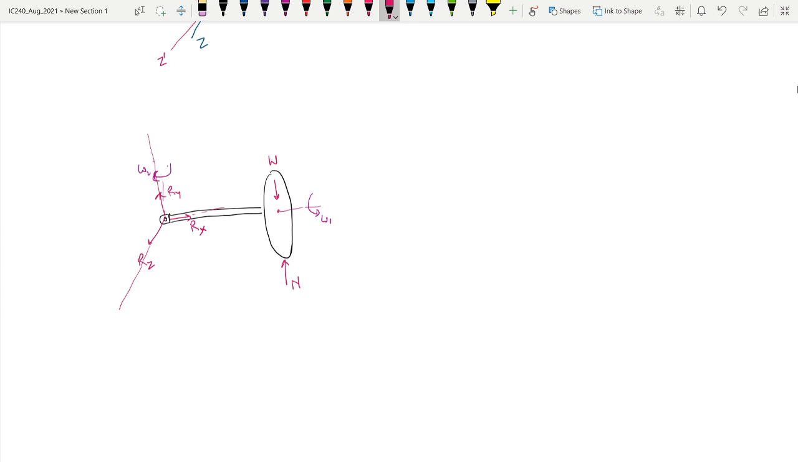So, now in the first part of the lecture we have solved for the kinematics of this, and now we are going to solve for the forces in this system.